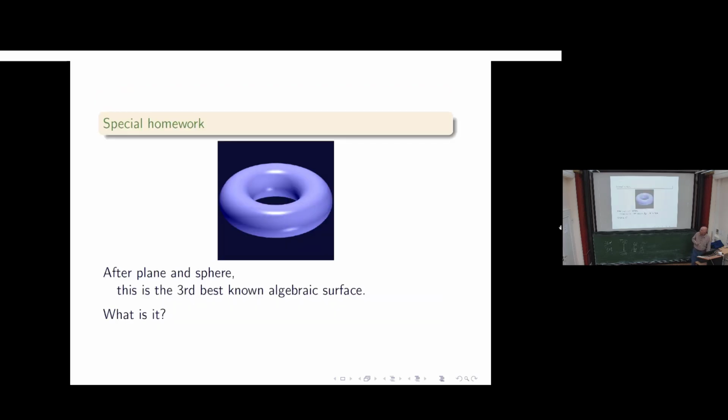which is a homework. And so the torus is the third best known algebraic surface. People know the plane, people know the sphere, and I really think for laymen the torus is the third best known. Do you know what the torus is? As an algebraic surface.